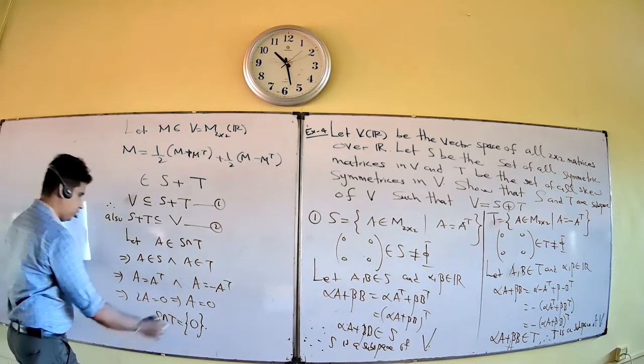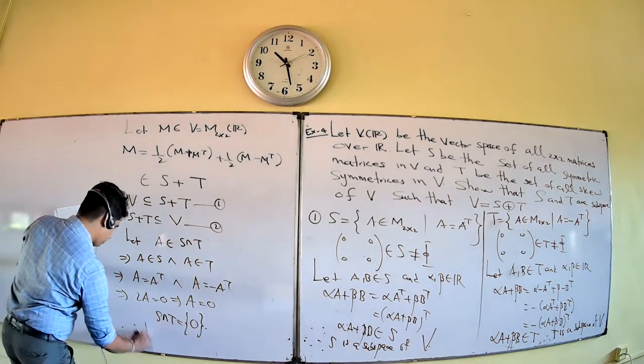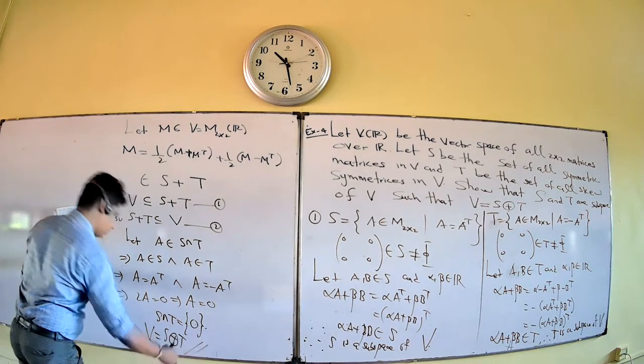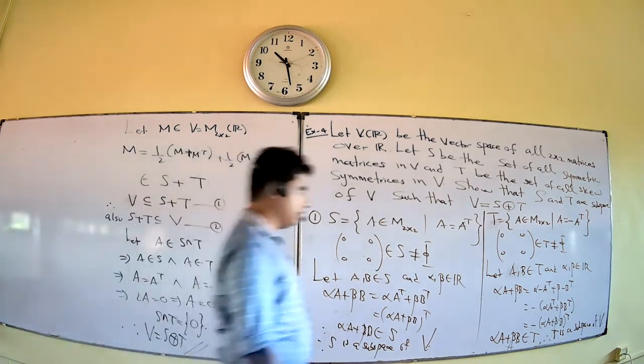Therefore, this 0 means the zero matrix. Okay, therefore V equals S plus T. It's a direct sum. V equals the direct sum of S and T.